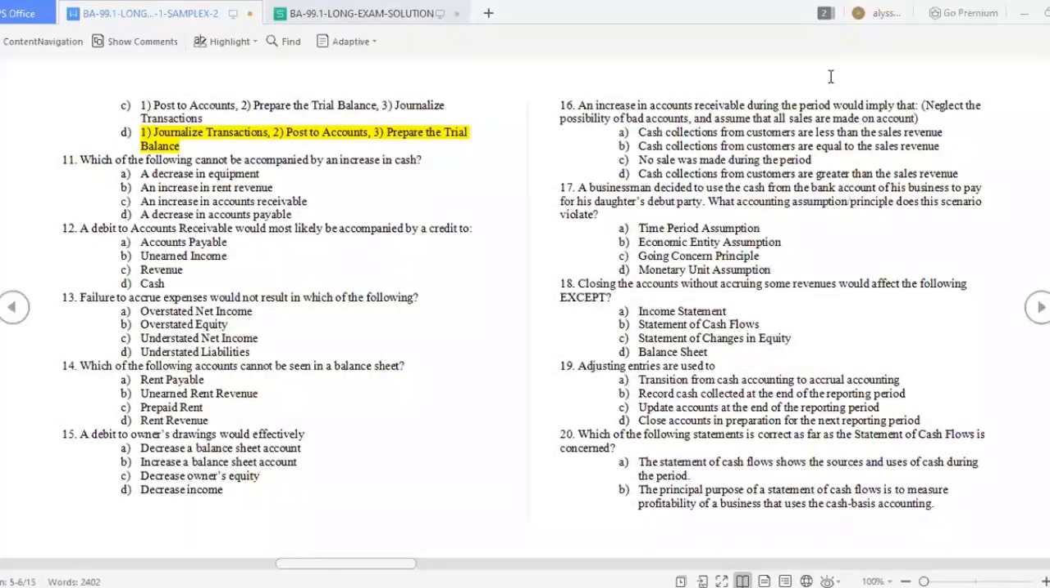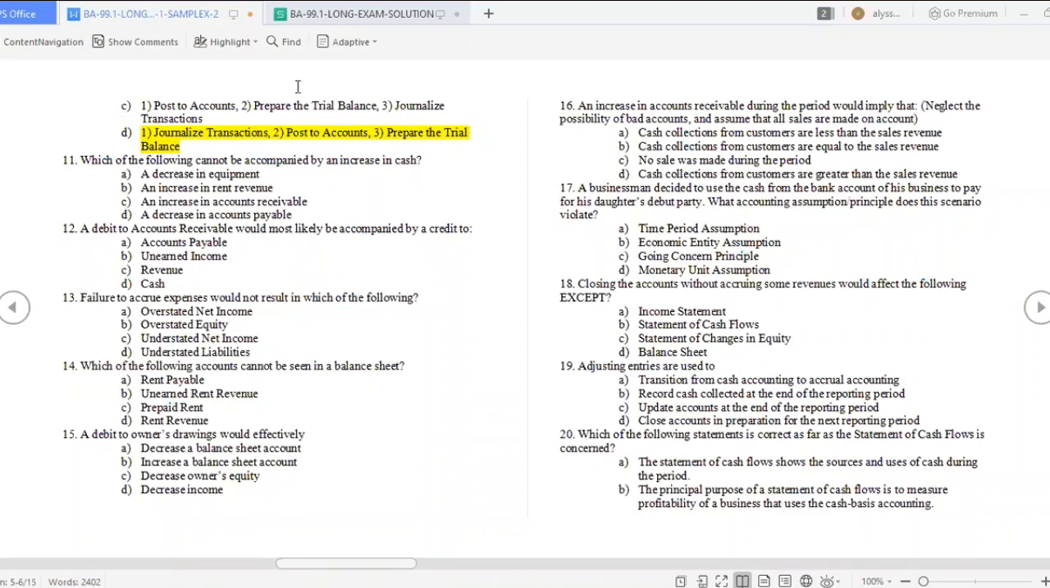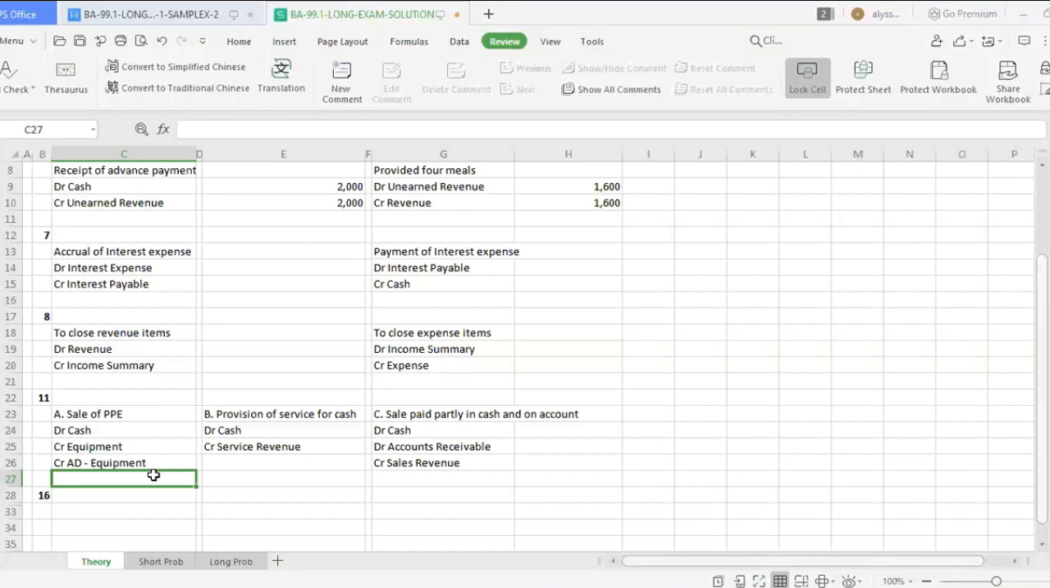Number 11, which of the following cannot be accompanied by an increase in cash? A decrease in equipment, an increase in rent revenue, an increase in accounts receivable, or a decrease in accounts payable. I've listed here 3 different scenarios in which there would be an increase in cash. First is the sale of PPE. Since you receive cash in selling your PPE, you debit cash and then credit equipment, and the accumulated depreciation for that equipment is recognized.